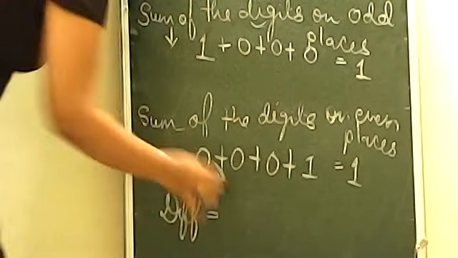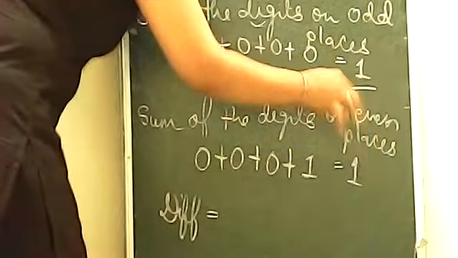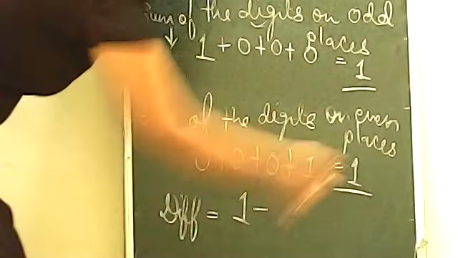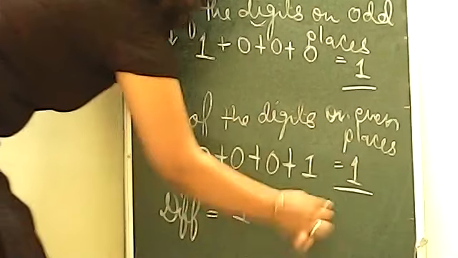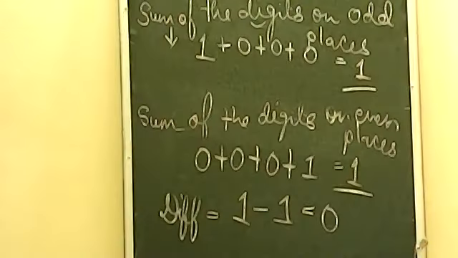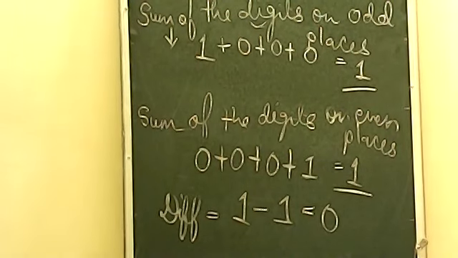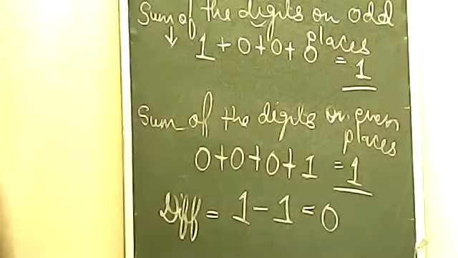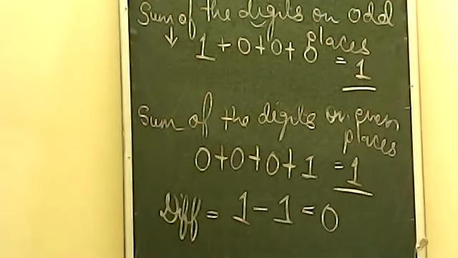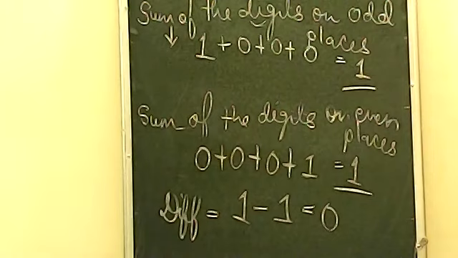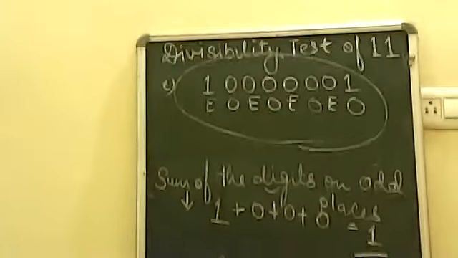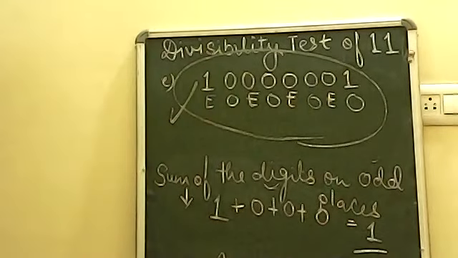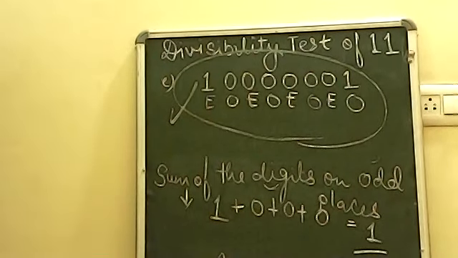So when you have to find the difference, we find the difference of these two. We have 1 here, and this is also 1 here. So 1 minus 1 will give you 0. Now, as the difference is 0, it means this particular number given in the question will be divisible by 11 completely.